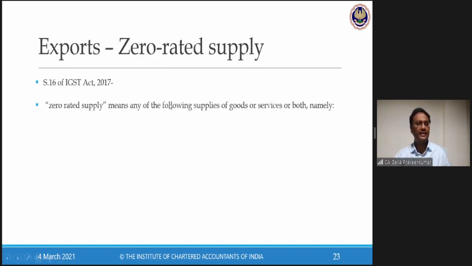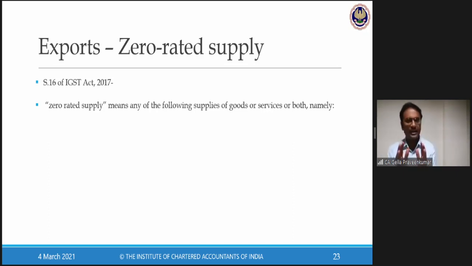Exports, zero rated supply. This is a hardcore topic. Last session, Venkat, Jatin, Raman, and a couple of other students raised multiple questions in relation to zero rated supply. There's one more student who asked, sir, what is your LUT in relation to zero rated supply? So with this slide, I'm going to explain to you in detail the concept of zero rated supply.